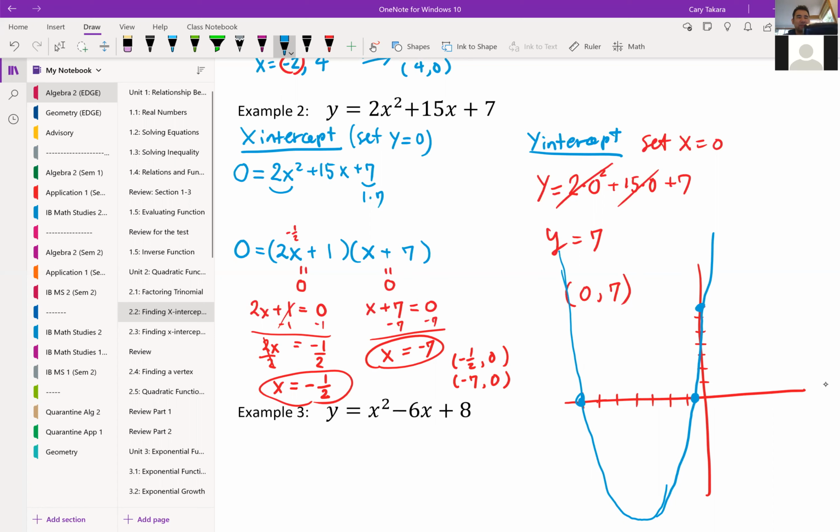Now we need to increase the window. So here it is. We've got an x-intercept at negative 0.5, and another x-intercept at negative 7, and then the y-intercept is up here at positive 7. So if you have a graphing calculator, you can confirm your solution by just graphing it. Okay.